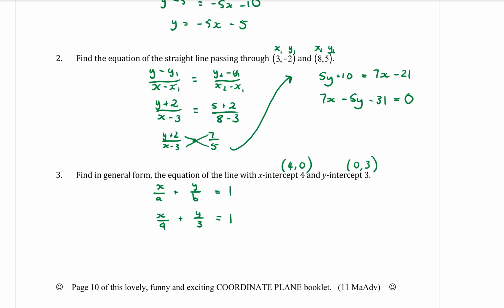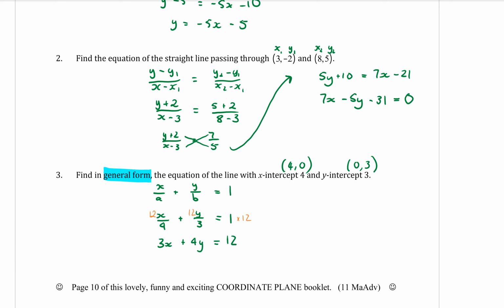Now, I've got the equation, but I need to have it in general form because the question specifically asked for general form this time, which means I want to get rid of all of those fractions. I could times everything through by 12, because 3 and 4 in the denominator is 12. I have to times that last number there by 12 as well. 12 divided by 4 makes 3x, 12 divided by 3 makes 4y, and 1 times 12 is 12.